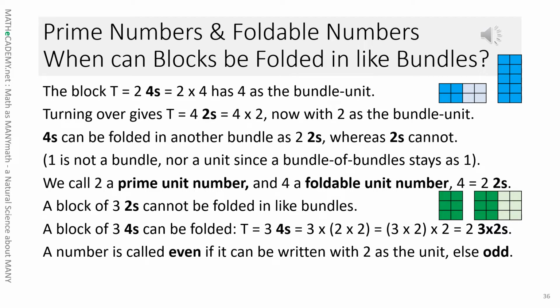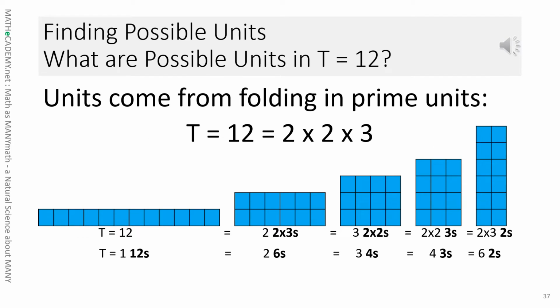4 equals 2 2s. A block of 3 2s cannot be folded in like bundles. A block of 3 4s can be folded. T equals 3 4s, equals 3 times 2 times 2, equals 2 3s, that is, 3 times 2 twice. A number is called even if it can be written with 2 as the unit, else the number is called odd. Finding possible units.